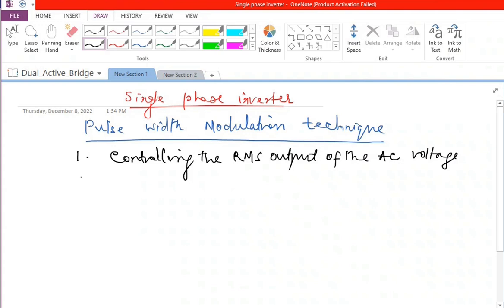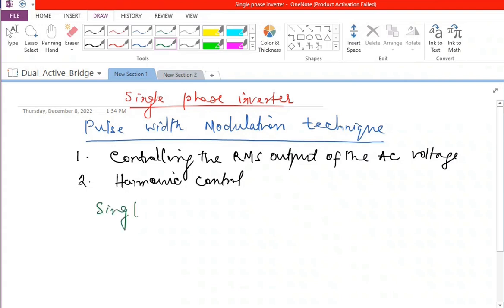That is one thing. The second one is harmonic control. The harmonic components in the output can be controlled based on the kind of width we are adopting as well as the kind of pulse width modulation technique we are adopting. So in that sense, let us first start with single pulse modulation technique.